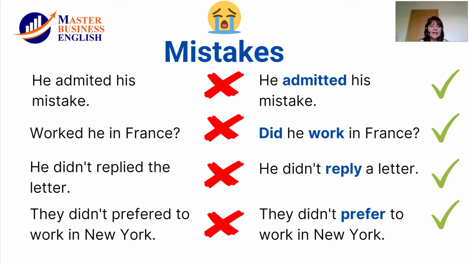Next mistake, "He didn't reply the letter." No, you should say he didn't reply to a letter or he didn't reply to the letter. In this case, you should use the infinitive "reply" and not "replied." Why? Because you have here the auxiliary "didn't." Next one, "They didn't preferred to work in New York." It's also wrong because you should use the verb in infinitive, "prefer" and not "preferred." Why? Because here you're using the auxiliary "didn't."